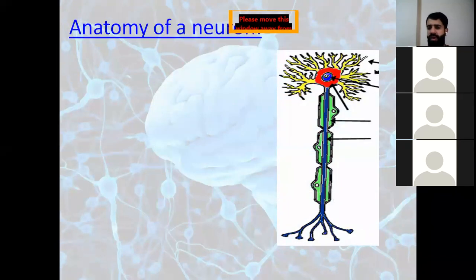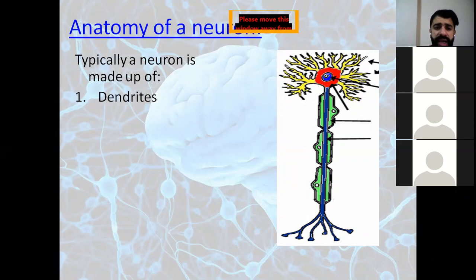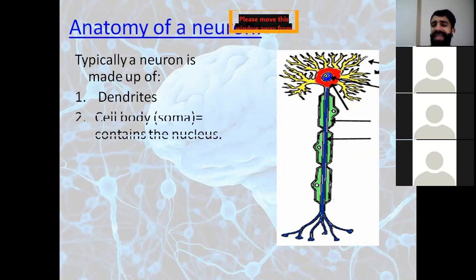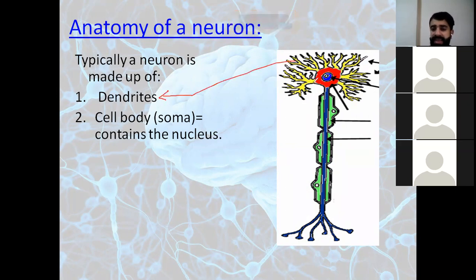So, anatomy of a neuron. What is a neuron and what is it composed of? Typically, a neuron is composed of dendrites and a cell body, which is called the soma. These yellow ones are the dendrites. And this is the cell body, called the soma, the one in red. It contains the nucleus, and this is the nucleus in blue.